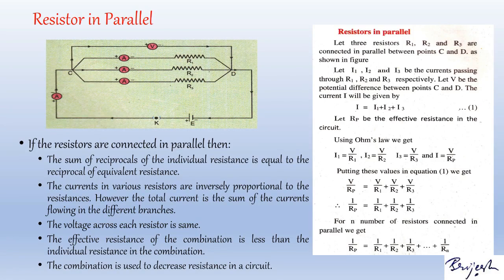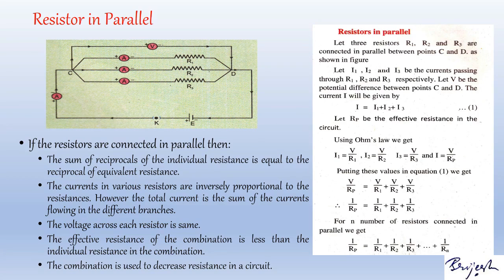So, resistors in parallel. As shown in the diagram, there are three resistors R1, R2 and R3. They are connected in parallel. The terminals are C and D, through which there is a diversion for the parallel connection. By common sense we can understand that the potential difference across C and D would be the same for all three resistors.